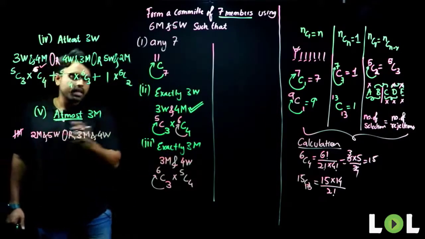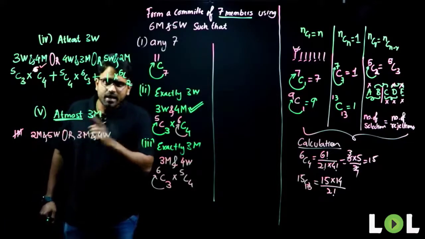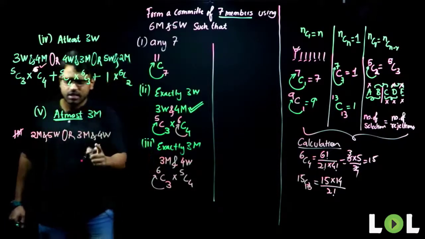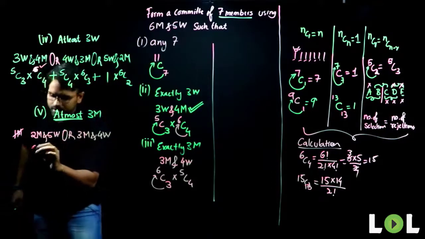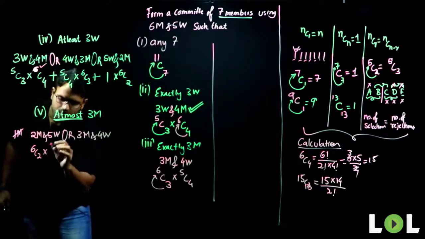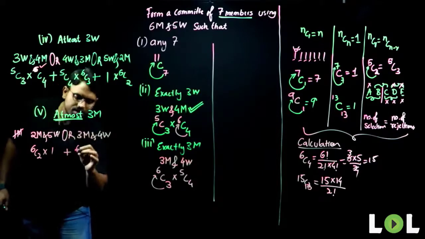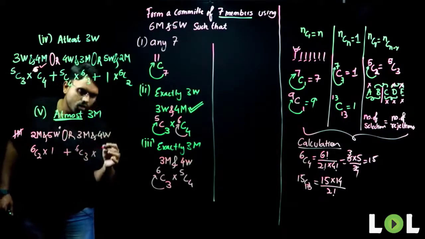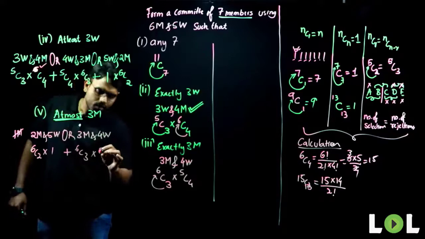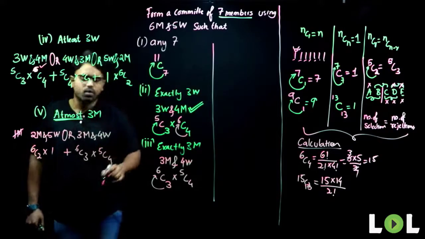Now, at most meaning what? Maximum 3. Can there be another case other than these 2? No. So what we'll have to do here? 6C2 into 5C5, 1 again, or represents addition. 6C3 into 5C4. Selecting 4 women out of a total of 5 women can be done in 5C4 ways, and it is done.